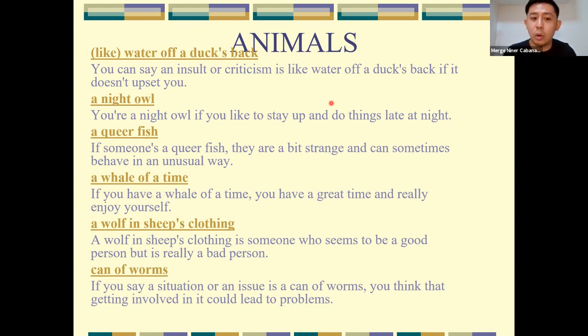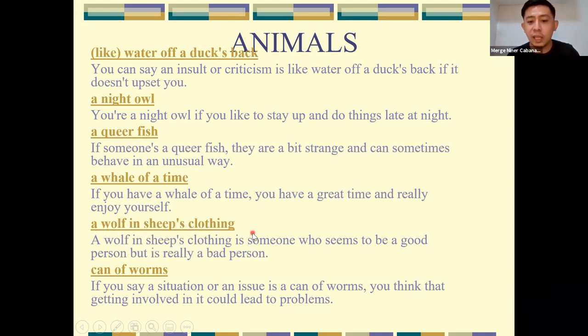All right? Night owl is a person who likes to stay up and do things late at night. Mga nagpupuyat. Queer fish, people who are a bit strange and can sometimes behave in an unusual way. A whale of a time, if you have a whale of a time, you have a great time and really enjoyed yourself. Like, thank you for yesterday's treat, Kevin. I really had a whale of a time. It means that you really had a wonderful time with the friends that you're referring to.